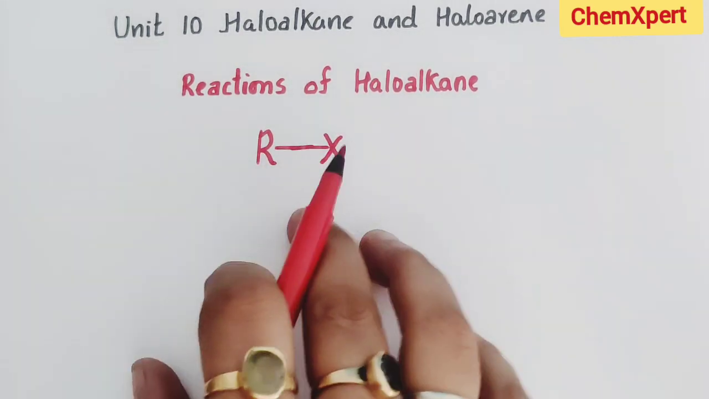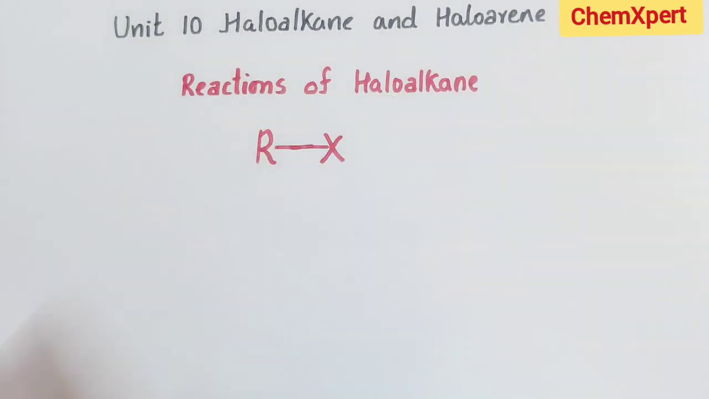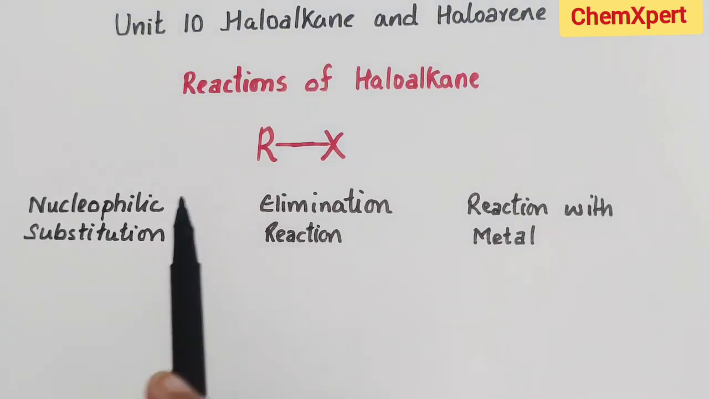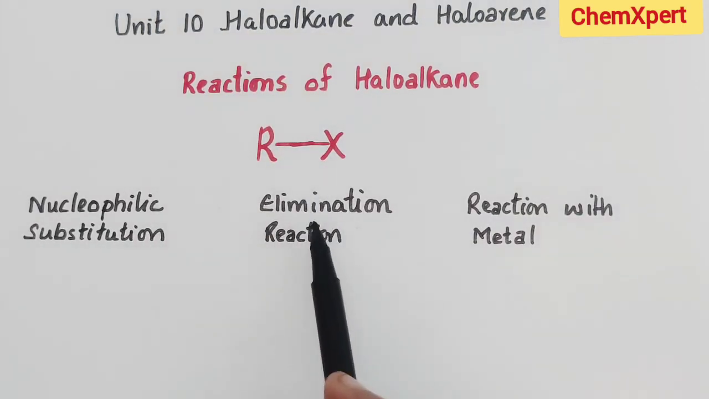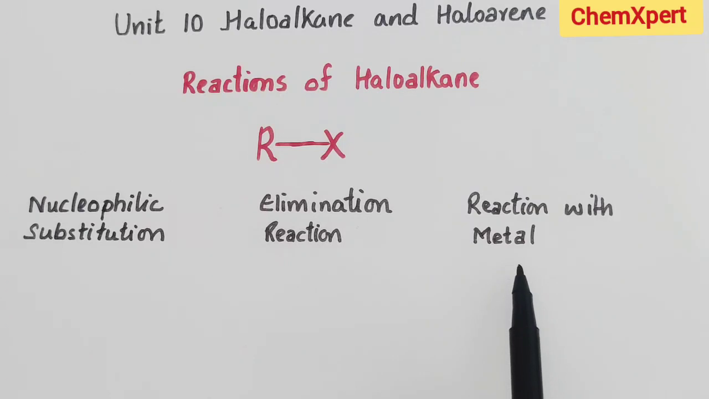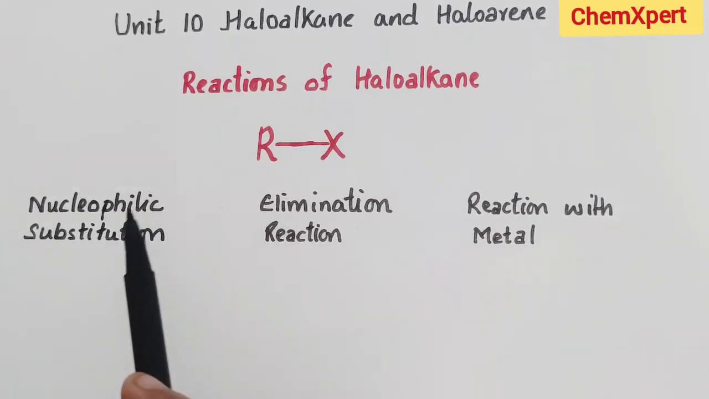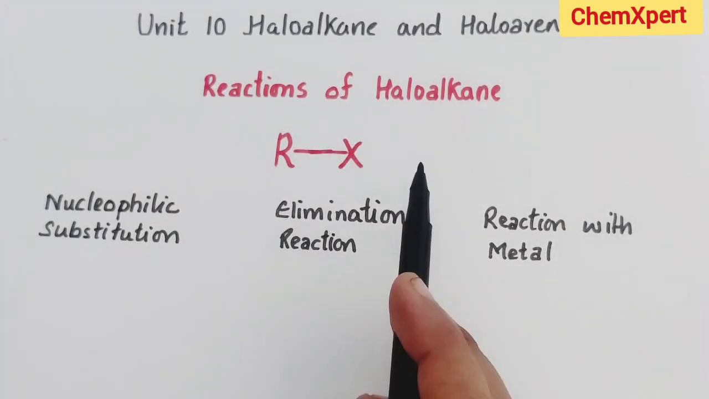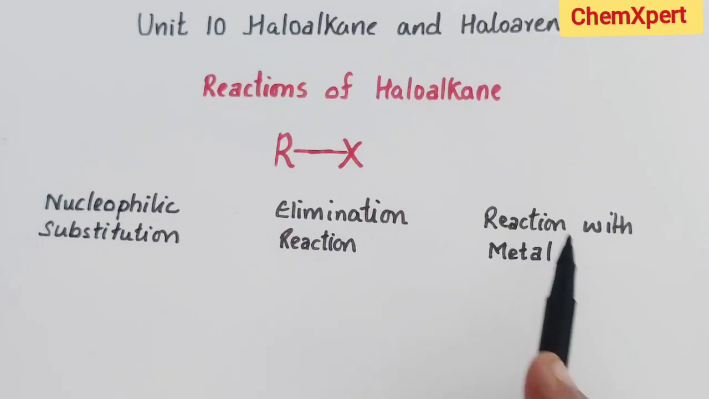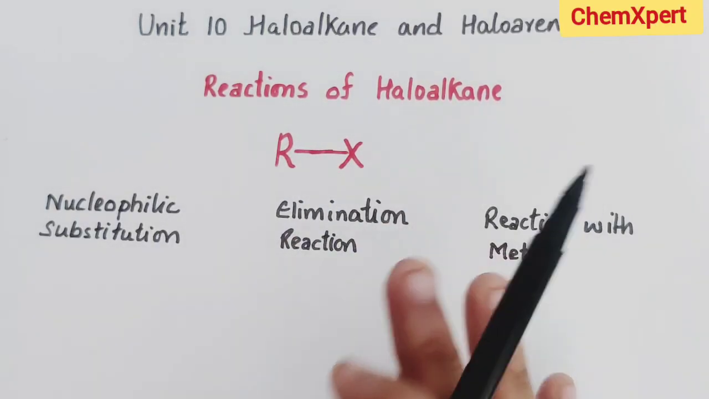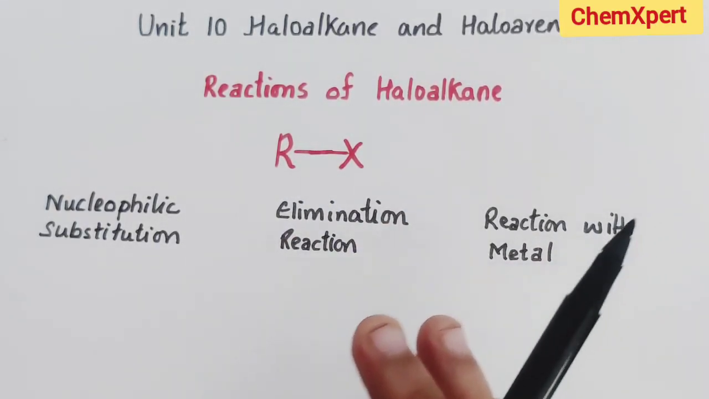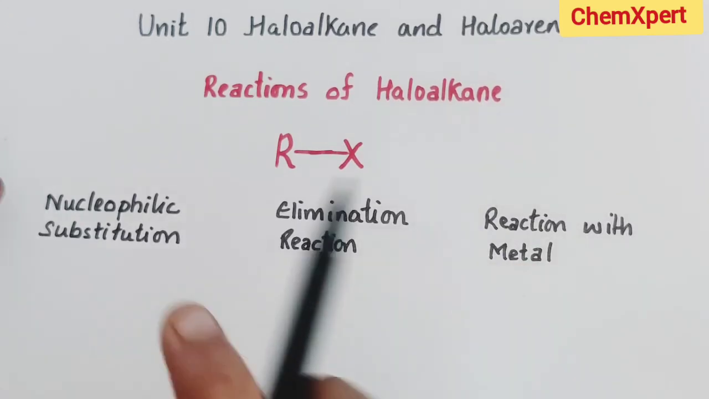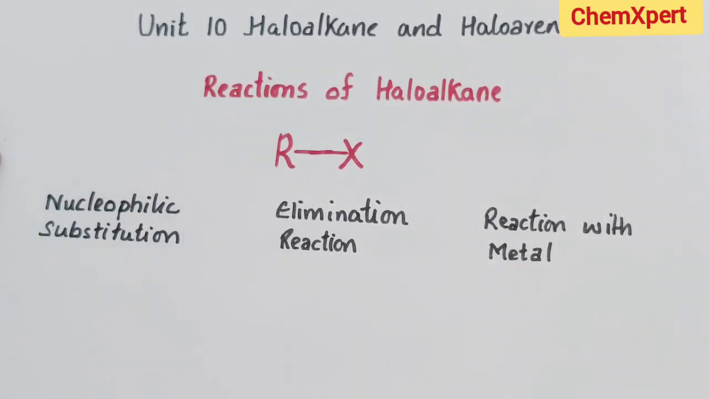So there are three types of classification for the reactions of haloalkane. These three types are nucleophilic substitution reaction, elimination reaction and reaction with metal. Now we will discuss each of these types separately and in detail. And the best way to learn organic chemistry is to prepare a flow chart. By this flow chart you can easily learn any reaction and retain it for a longer period of time. Now the first one is the nucleophilic substitution reaction.